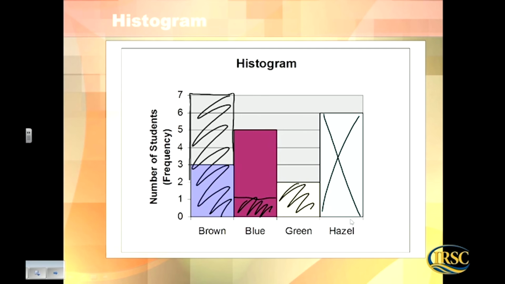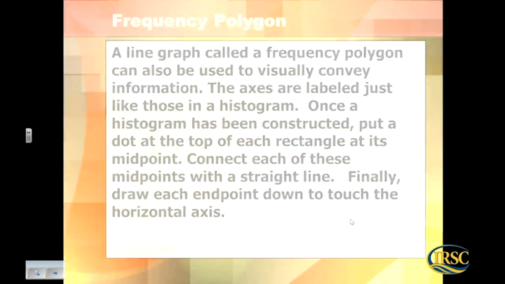The other type of visual that you're going to look at is a frequency polygon. This is a line graph, and the axes are labeled exactly like a histogram. If we were in algebra, it'd be your x-axis and your y-axis, your horizontal axis and your vertical axis. They would be labeled exactly the same way, but in this case, you would have a line showing those heights.